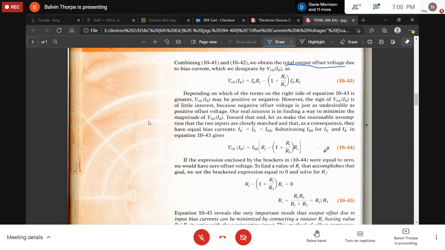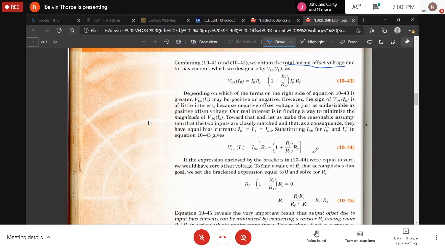So has everybody seen how I came up with equation 1043? Yes, sir. Cool. Not so hard after all, right? You have it on your own.